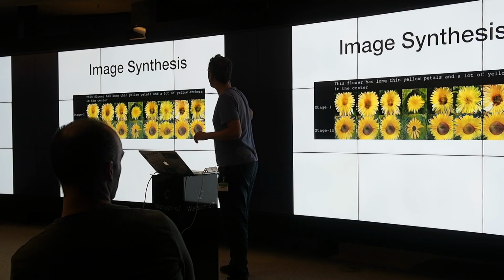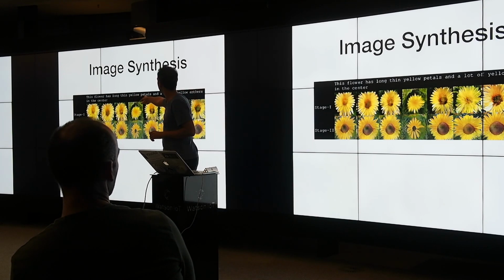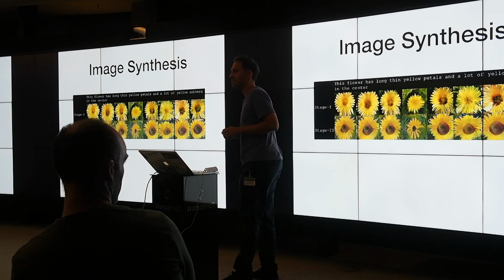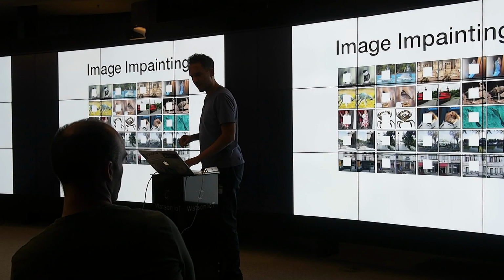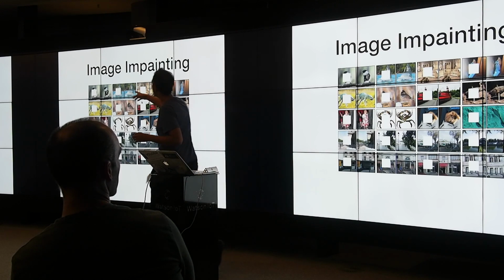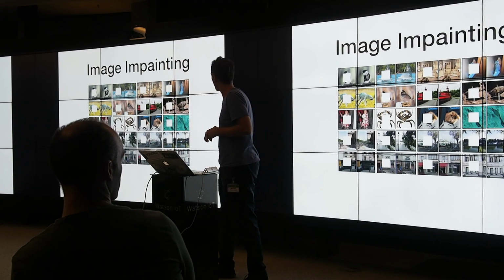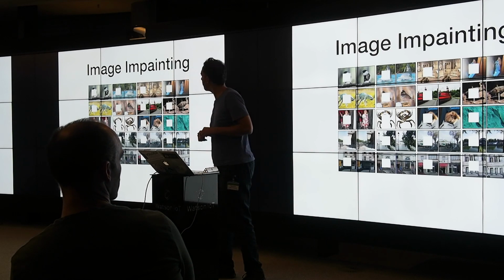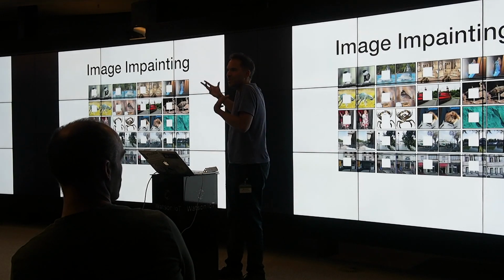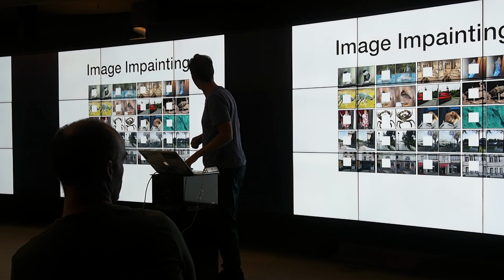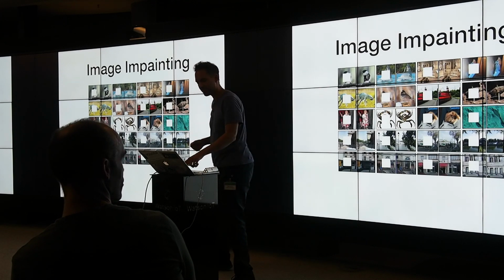You can create images from text. Here, this flower has long, thin yellow petals and a lot of yellow anthers in the center, and the GAN is generating those images. Image inpainting. You remove a part of the image and the GAN paints the rest of it for you. Because it has seen, I don't know, 1 million images of birds and children and boats, it somehow, like a human, knows what to fill in. And I think it's outperforming humans, by the way. To me it seems a human couldn't do that.